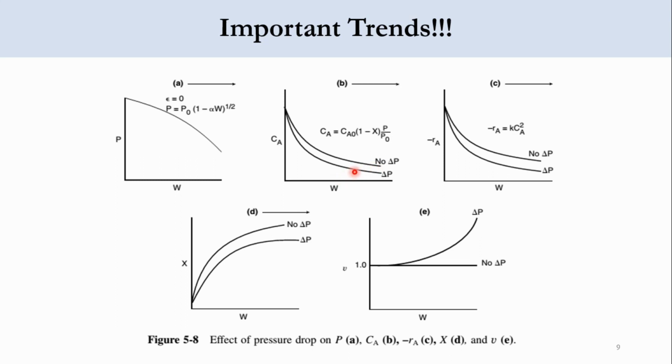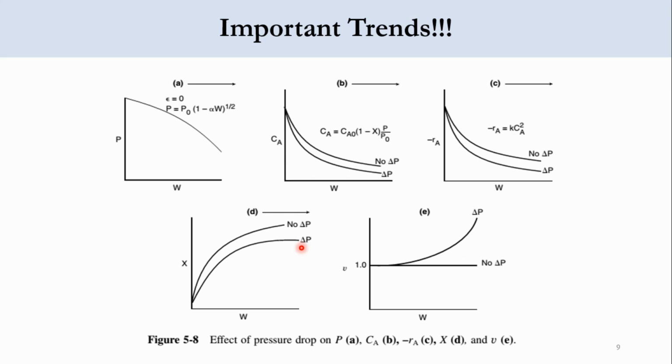So as you can see, when there is no pressure drop, the trend is a bit high as compared to the pressure drop. Similarly, with the increase in the value of C of A, the rate of reaction will be high, because the rate of reaction, which is minus RA, is dependent on the concentration term. So the higher the concentration, the higher the rate of reaction. So obviously for no pressure drop, the rate of reaction will be higher as compared to the scenario where there is a pressure drop in the system. And once the rate of reaction is higher, it means the conversion will be higher. So as you can see in this trend as well, once there is no pressure drop, you will get more conversion, while once you include the pressure drop, there will be less conversion.